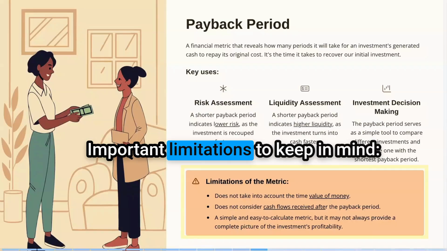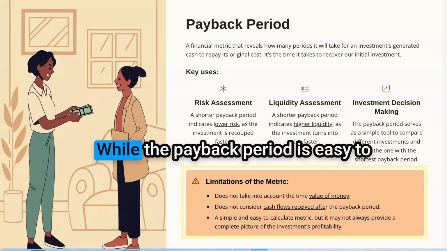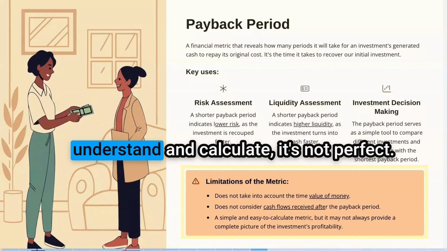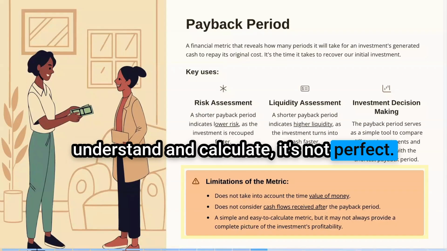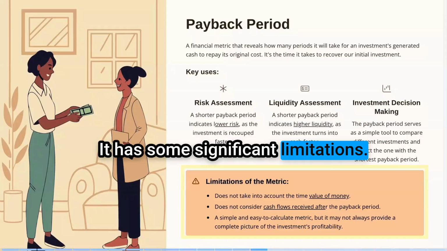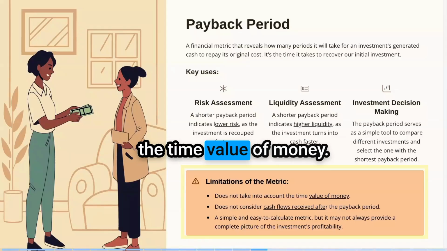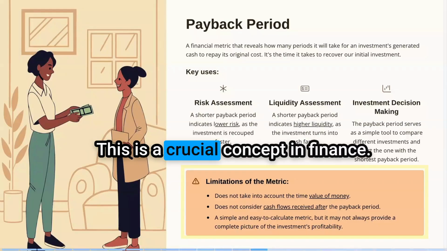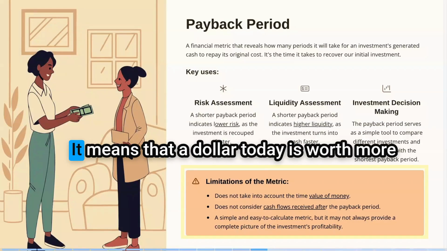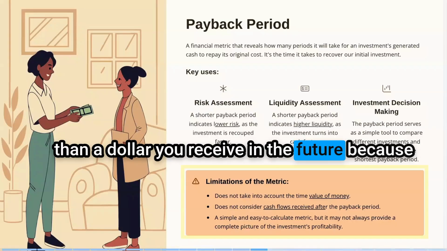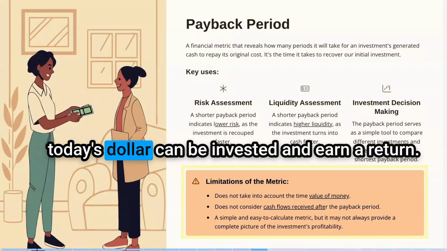Important limitations to keep in mind. While the payback period is easy to understand and calculate, it's not perfect. It has some significant limitations. It does not take into account the time value of money. This is a crucial concept in finance. It means that $1 today is worth more than $1 you receive in the future, because today's dollar can be invested and earn a return.